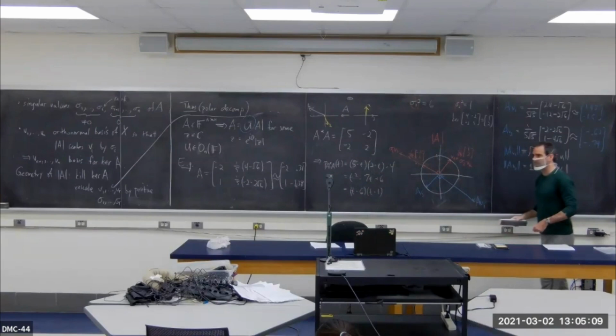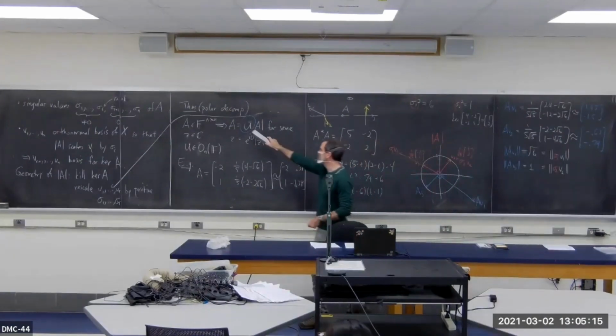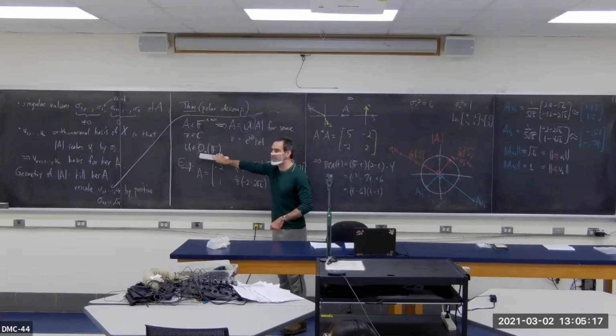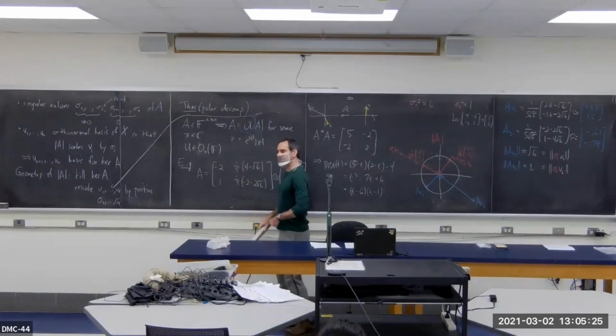Could U involve a reflection? U can have a reflection in it, yes, because U is in O(n), it's not SO(n). So yes, you can have a reflection in it as well. And in fact, the first time I wrote down this example, I thought it had a reflection. I really wished it had, but it didn't.